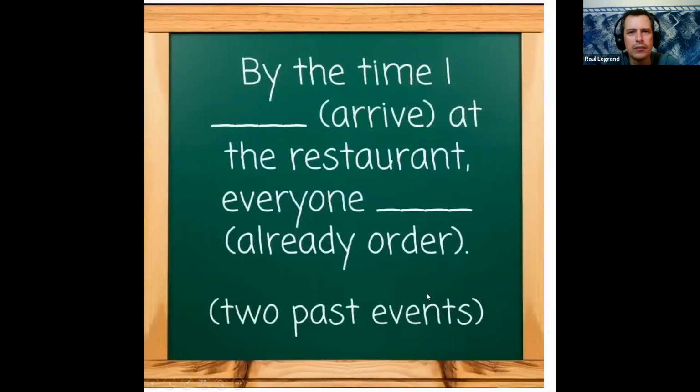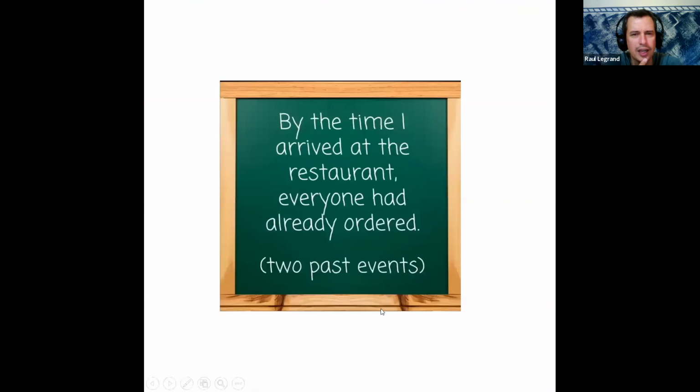What about two past events? By the time I arrived at the restaurant, everyone has already ordered. Had. Oh, yes. Had already ordered. You say, by the time I arrived, everyone had already ordered, because you have three verbs. Had already ordered. No, just one. Oh, had. Okay.